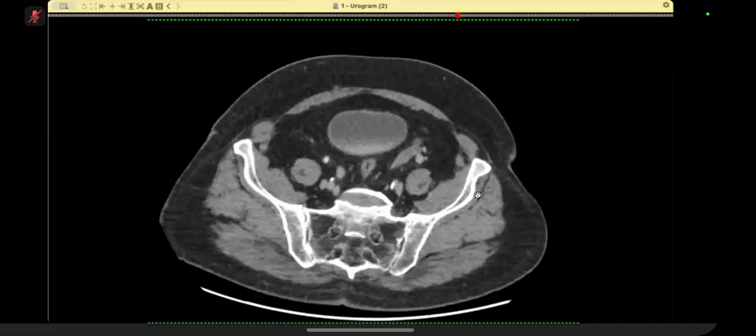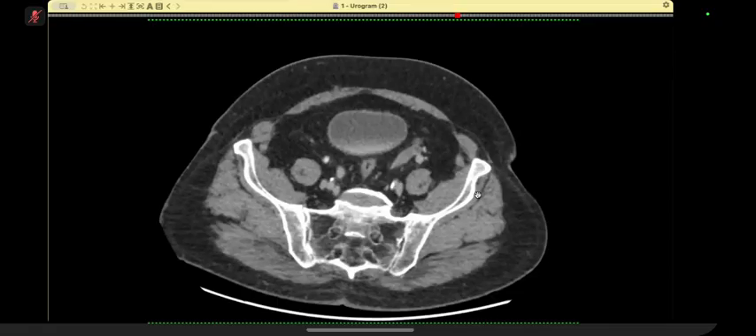In my routine practice, I'll do delayed scans to see if there is excretion of contrast in the pelvicalyceal system or the ureter. So the kidney function is affected, like excretion of the contrast is not seen on the affected side.